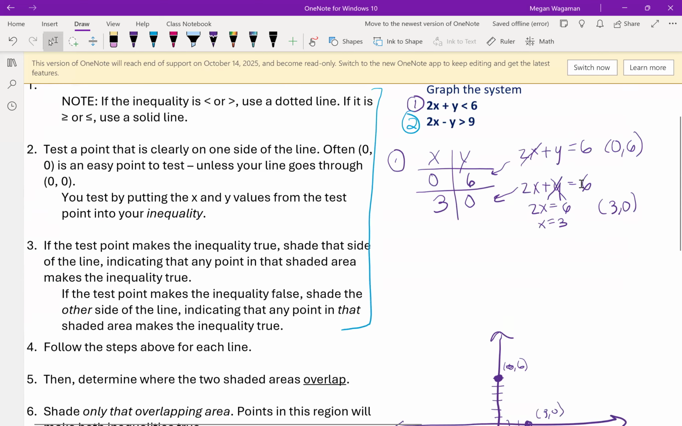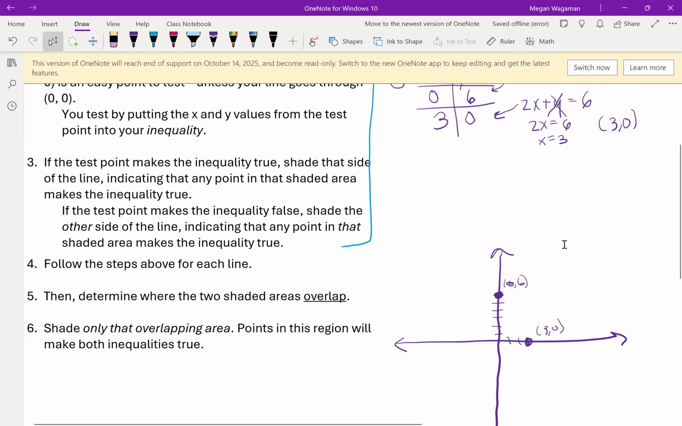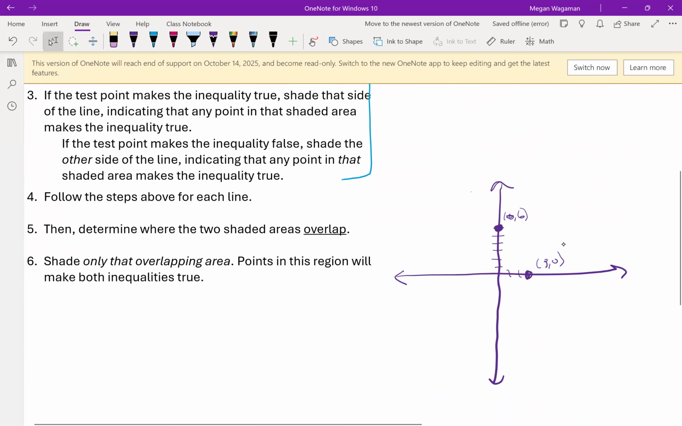Because this doesn't have the or equal to, it's just a less than, I'm going to do this as a dotted line. And the other inequality is going to be the same. So I'm going to do a dotted line connecting these points. So something approximately like that. And then I need to see where I would shade. So I'm going to use this (0, 0) as my test point because it's not on the line. And that's usually pretty quick and easy to test zeros.